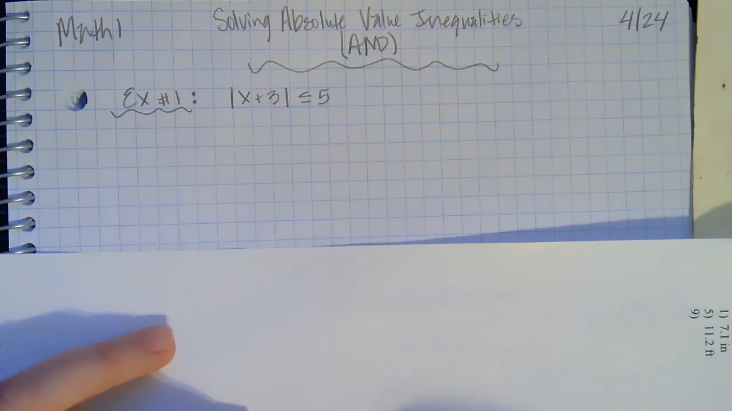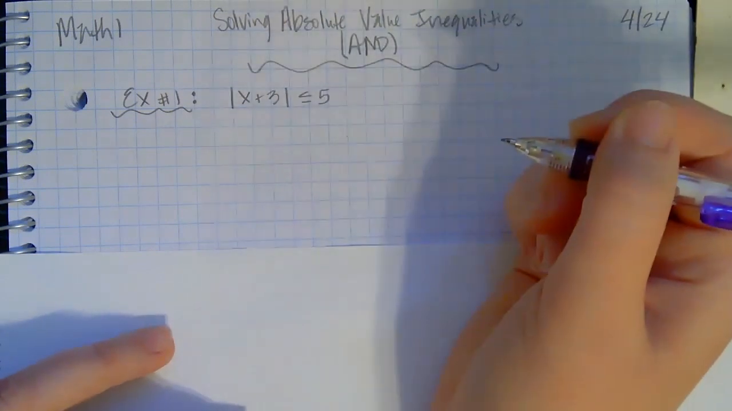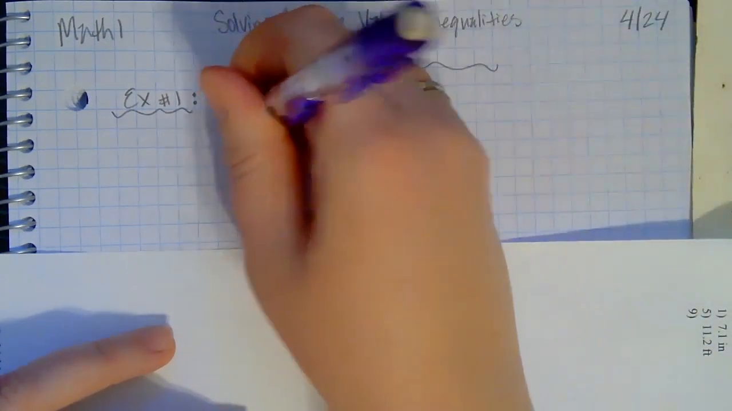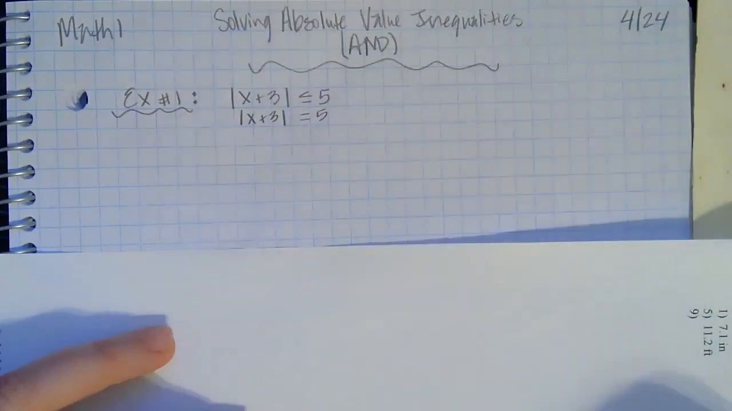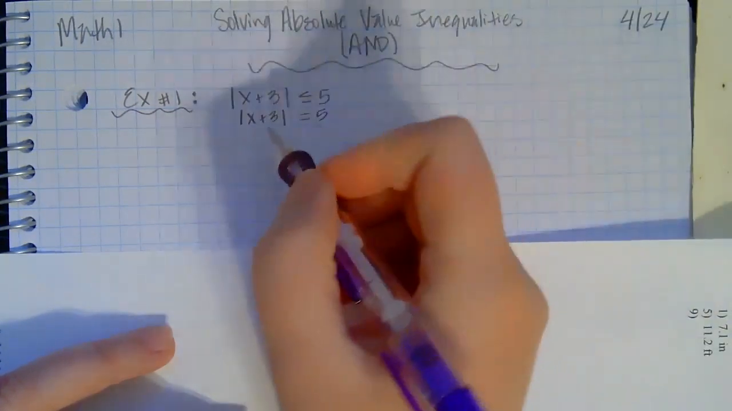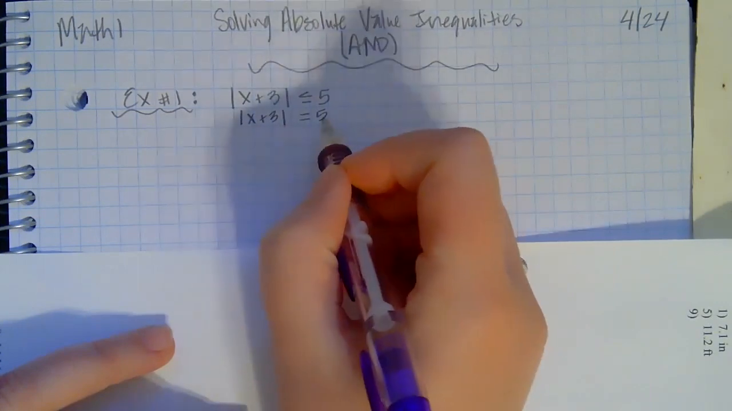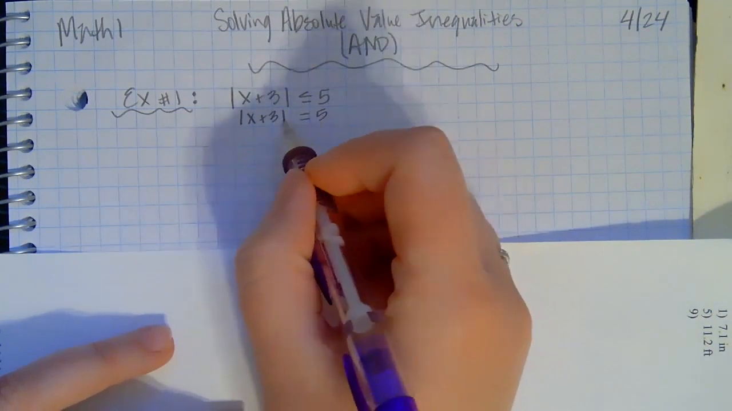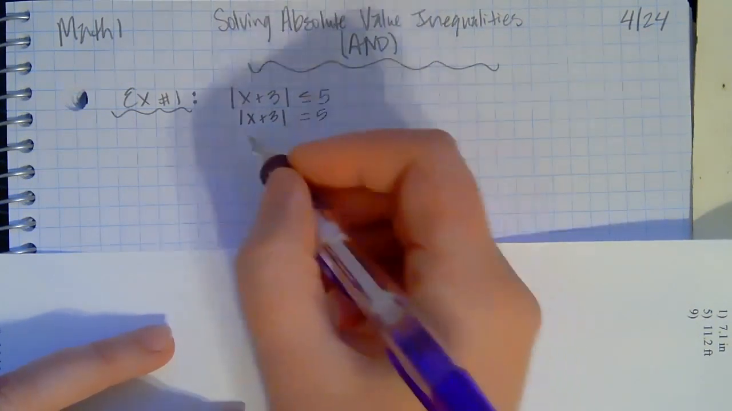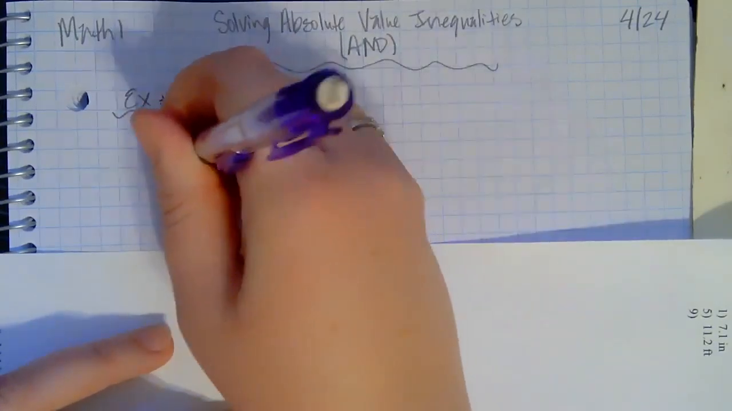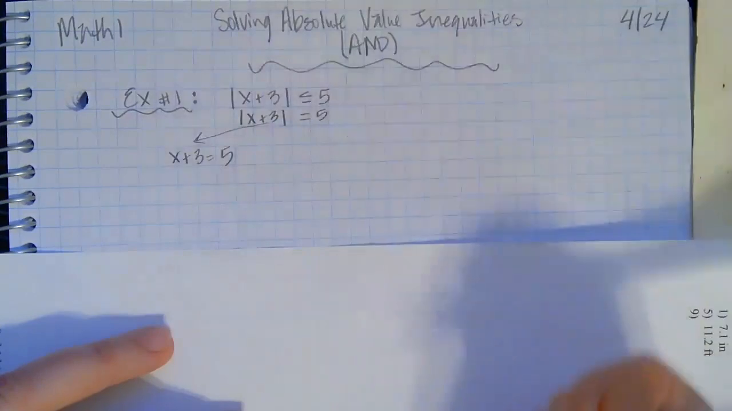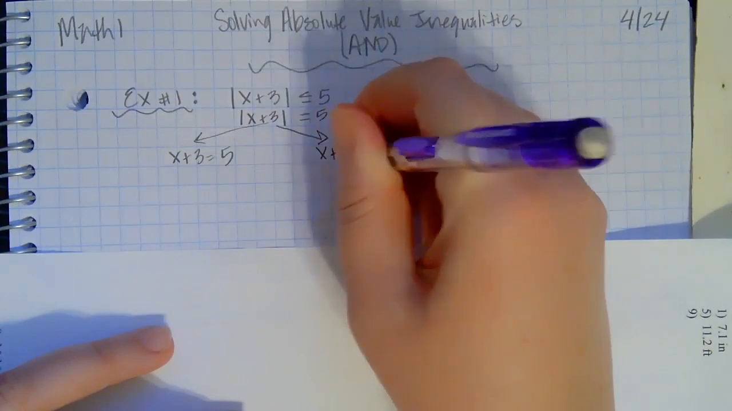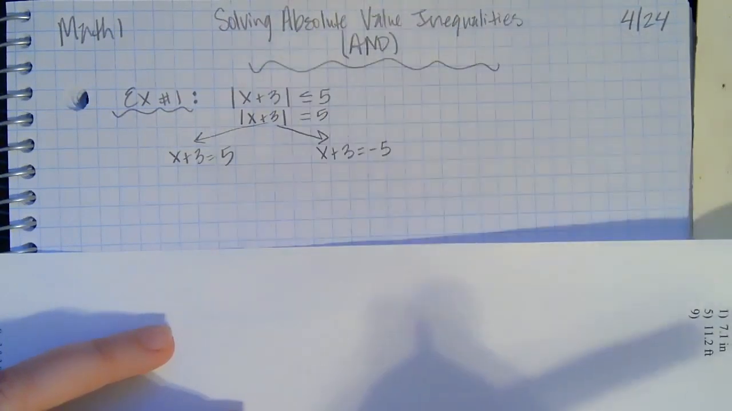So remember what we talked about yesterday, that the first thing we want to do is change it to an equal sign, just like we do with inequalities. Pretend that it's equals and copy it down exactly the way it is. Then remember the absolute value means that the distance from 0 is 5. If the distance from 0 is 5, what are my two possible answers? Well, it could be that x plus 3 equals a positive 5. That's 5 away from 0. Or it could be that x plus 3 equals a negative 5. That's also 5 away from 0.